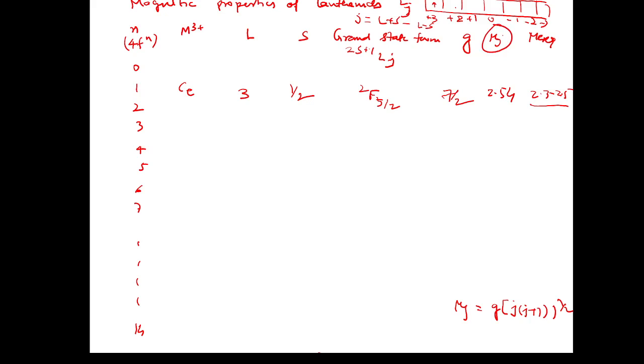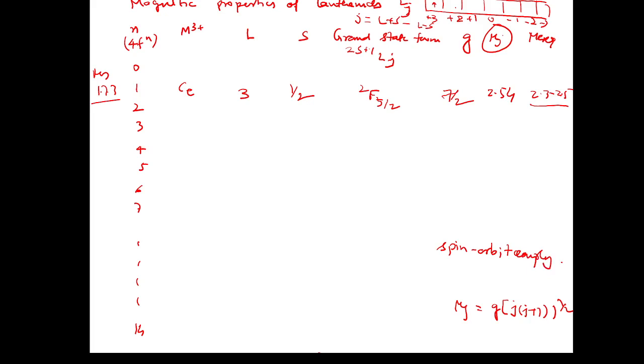But if you calculate your mu S value, it will come around 1.37 only, which is far deviating from this. So here for lanthanides, you have to consider the spin orbit coupling. That's the motive of this.